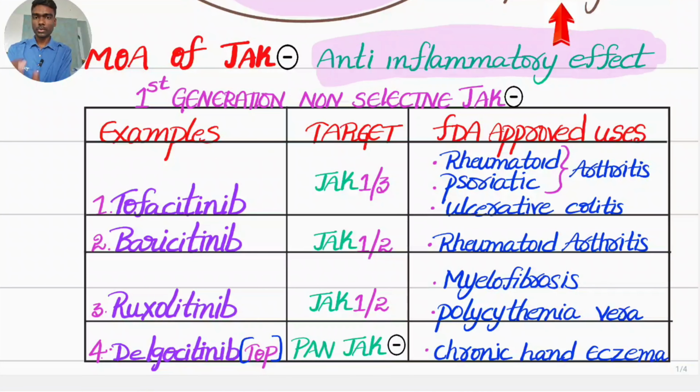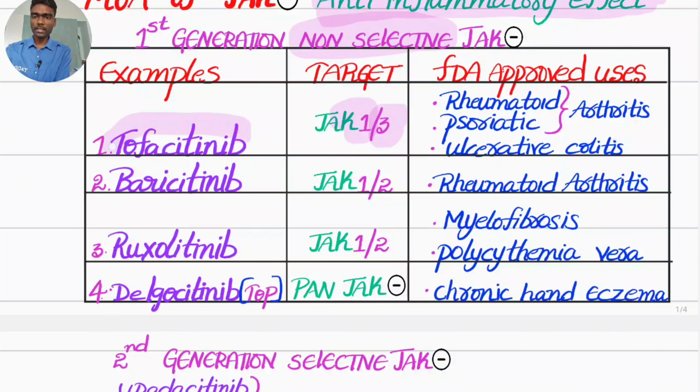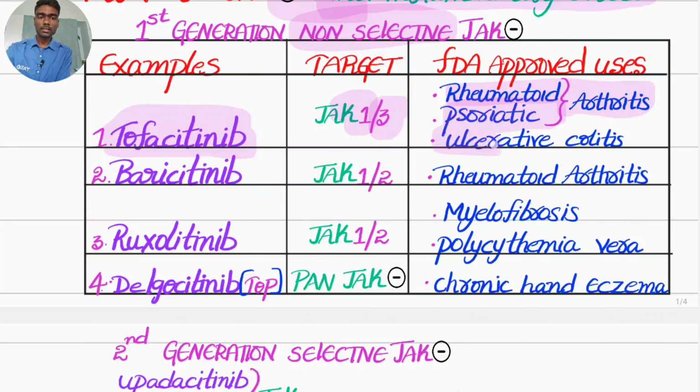They are classified into two generations. First generation is non-selective. You can see clearly JAK1 is also there, JAK3 is also there. It is not selective to specific family member of JAK inhibitor. That is Tofacitinib. FDA approved uses are rheumatoid arthritis. I already told you these are all a type of disease modifying anti-rheumatoid drugs, immunomodulators, and their main mechanism of action is anti-inflammatory, blocking JAK-STAT pathway. Psoriatic arthritis, ulcerative colitis. These are all FDA approved uses of Tofacitinib.